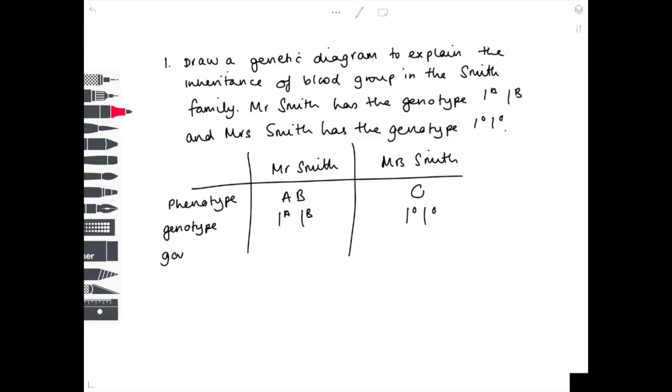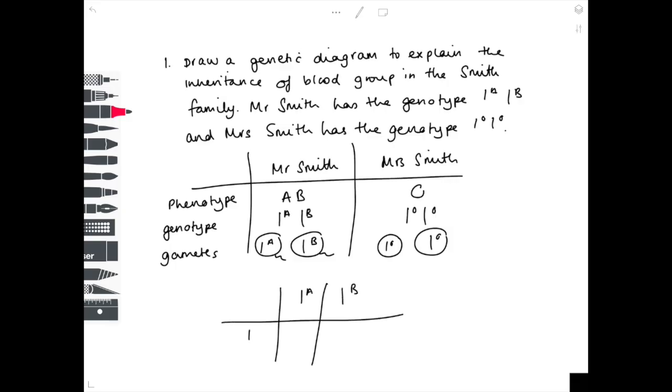So the gametes, we just need to separate those alleles and draw circles around them to show that these are the potential alleles for his sperm, and her eggs will all be IO. Now let's do the Punnett square, and just cross them.